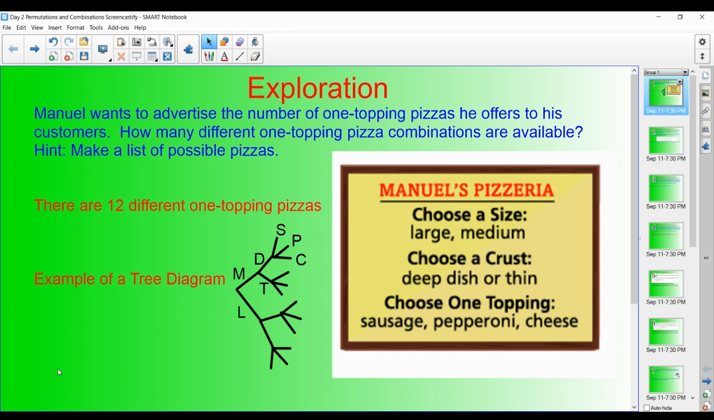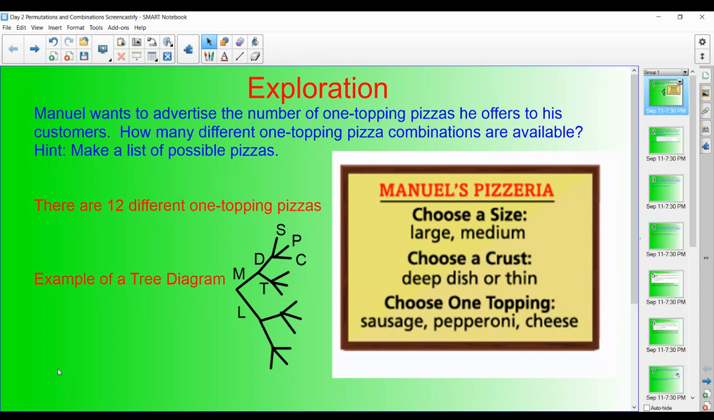Hi everyone. Today we're going to dive into counting principles, permutations, and combinations. So, how do we count the total amount of options when we're dealing with probability? We'll start with Manuel's Pizzeria.